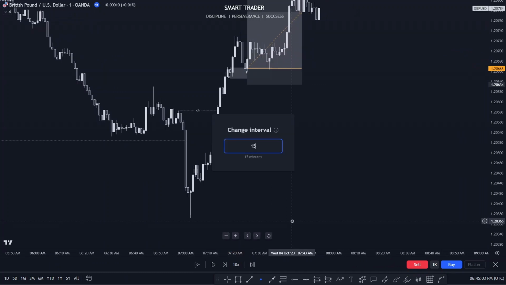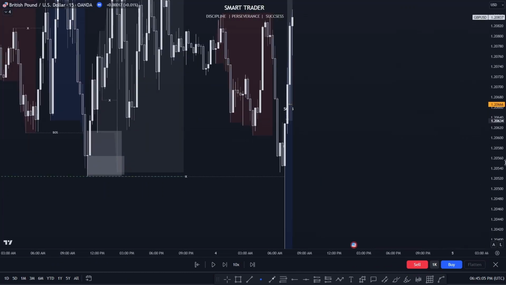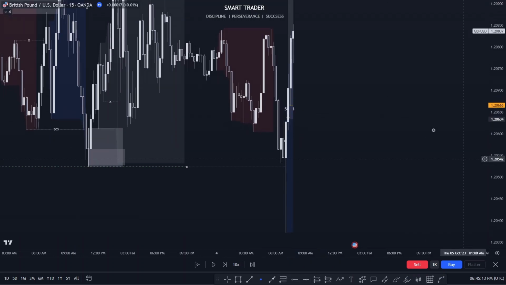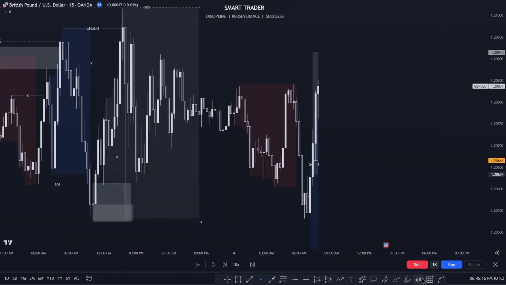Okay, so now we switch to M15 to see what is happening. We see that we'll be targeting this zone. Why will I be targeting this zone? Because look closely here. This is a trend line liquidity, which is right here.